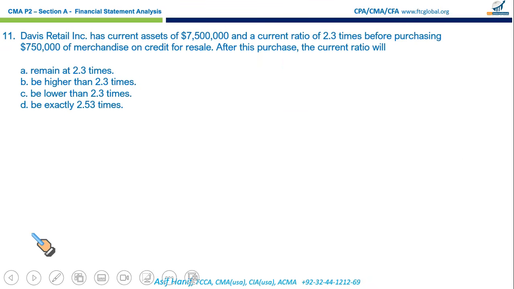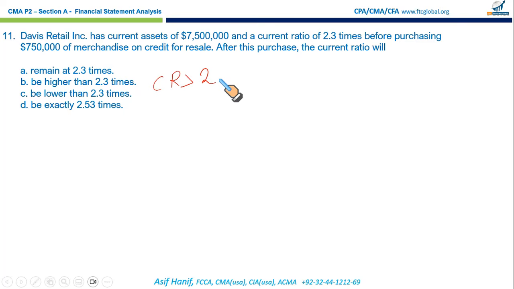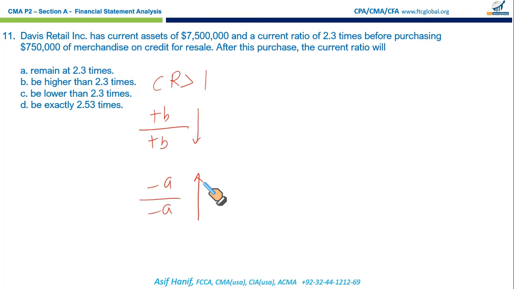See here, it says Davis Retail Incorporated has current assets of 7.5 and current ratio of 2.3. Current ratio is greater than 2. Or in other words, as we have taken it, greater than 1. 2.3 means greater than 1. So that means if the same number is added to the numerator and denominator, it will cause the ratio to deteriorate, and conversely speaking, if subtracted, improve. It says this is the ratio before purchasing $750,000 of merchandise on credit for resale.